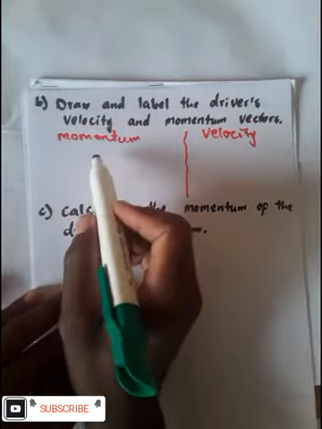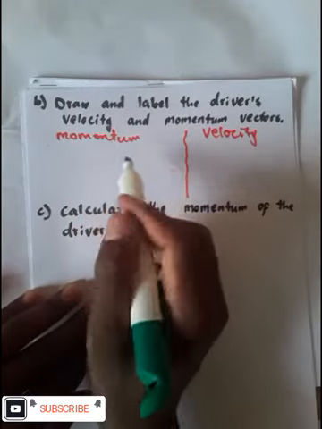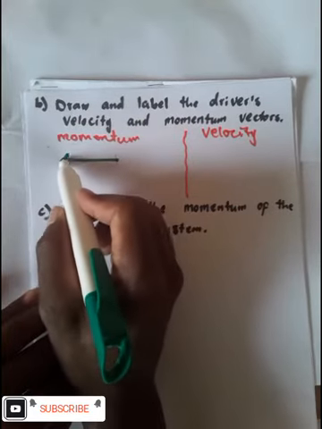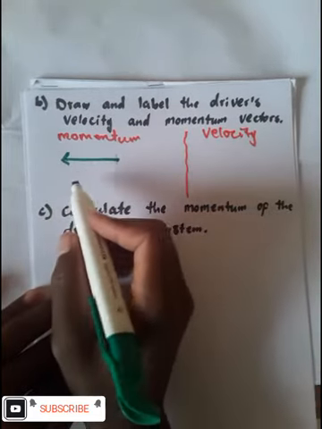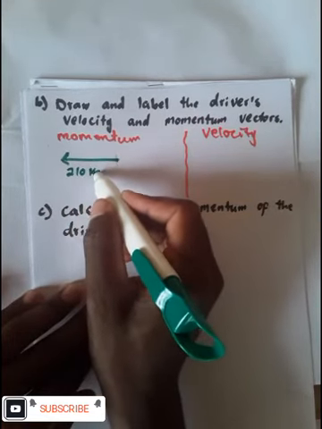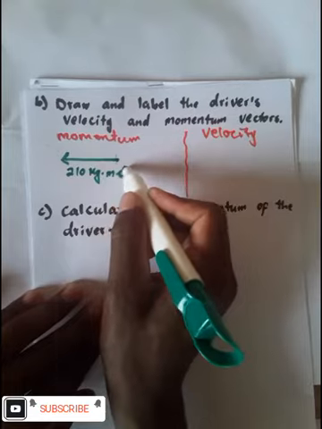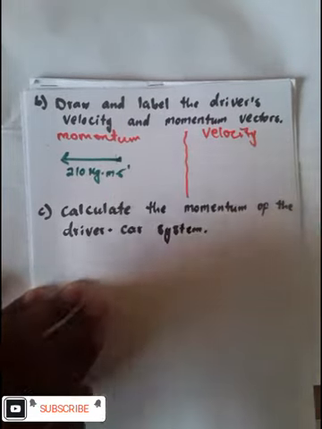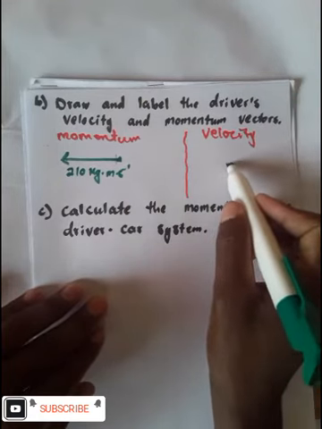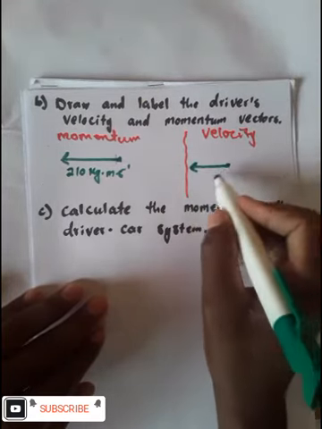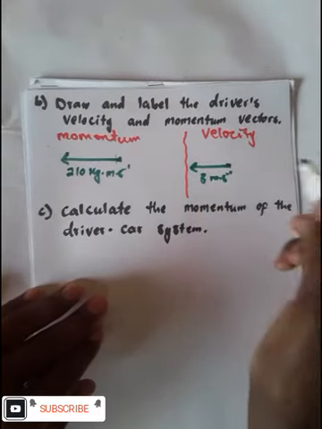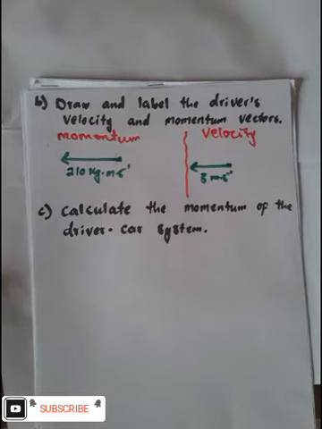So momentum is going this way. Here you know how to draw a vector, using head to tail. So this is the head and this is the tail. So what's that for momentum? It's 210 kg meter per second. So that's your momentum from here to there, because it's going west. What about the velocity? Velocity is 3 meters per second, also going this way, going west. So both of them are going in the same direction.